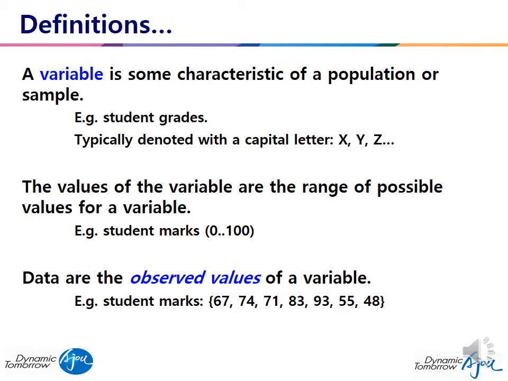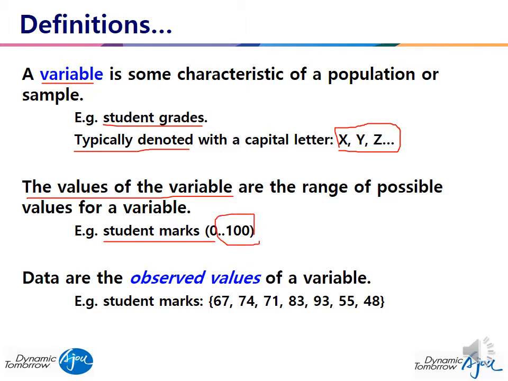First, let's see the definition of a variable. A variable is some characteristic of a population or sample. An example is student grade. A variable is typically denoted with a capital letter, X, Y, Z. And the values of a variable are the range of possible values for the variable. So student marks 0, 10, 80, these are the values of a variable.